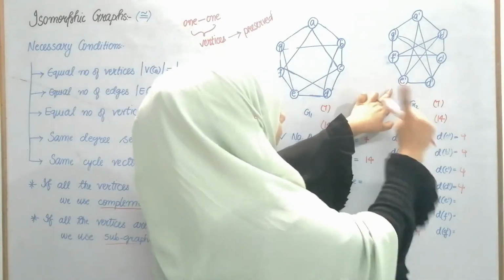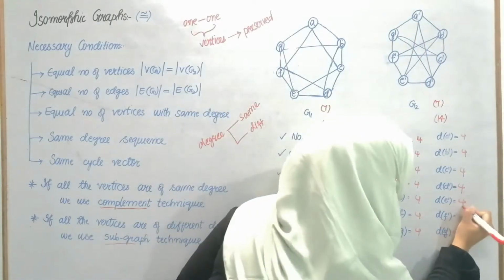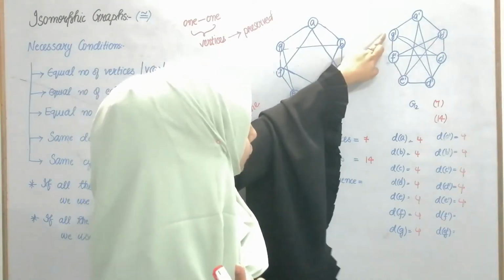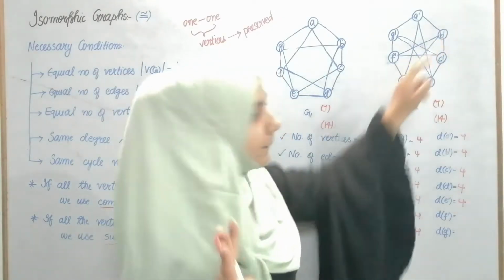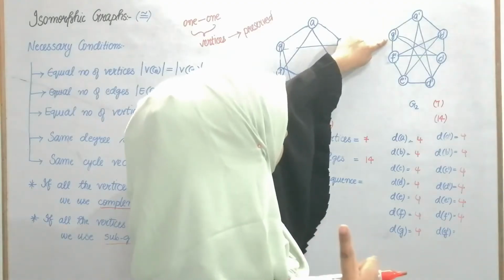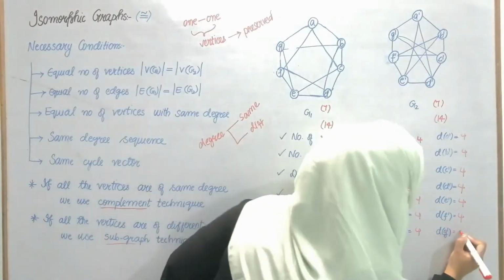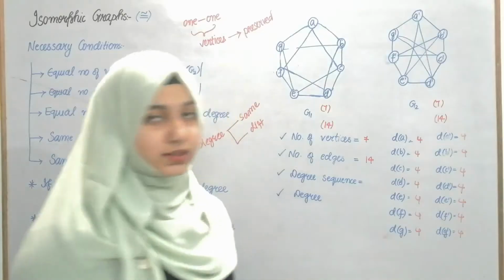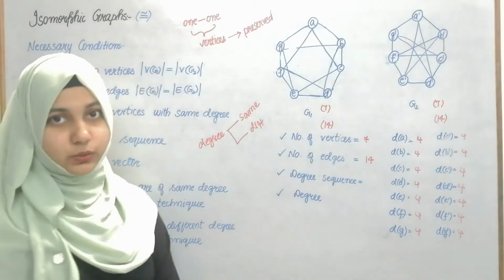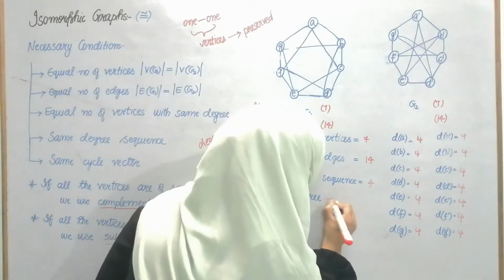Next. E. Connected to D, connected to B, connected to A, connected to F. 4. Getting how I am doing this? Okay. F. Connected to E, connected to G, connected to C, connected to B. 4. Done? Okay. The next, the last one. G is connected to F, connected to D, connected to E, connected to A. 4. Okay, so all the vertices have got the same degree, that is 4. So degrees are same, so there is no question of degree sequence, right? Degree sequence is same, that is 4 for all. Okay, degrees are also same.